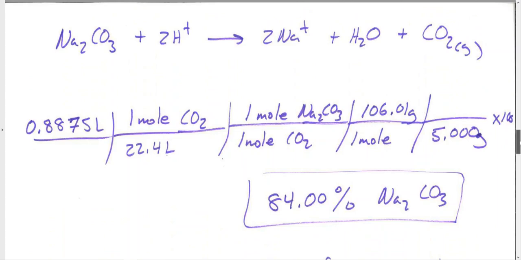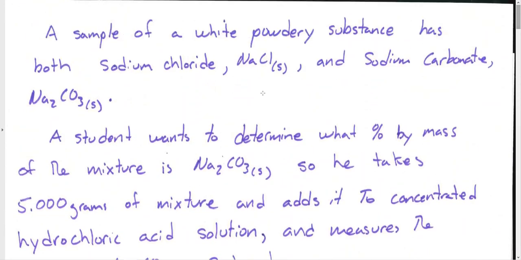So again, if you go back and review, we had a white powdery substance, and we knew what was in it. We knew we had sodium chloride and sodium carbonate, but we didn't know how much of each thing we had. And so we wanted to figure out the percentage. So we took 5 grams of that mixture, reacted with HCl, knowing that the HCl would only react with the sodium carbonate and not the sodium chloride. We figured out how much CO2 was produced. And then from that, we figured out how much sodium carbonate we had in the 5-gram mixture, and then we found the percent by mass.